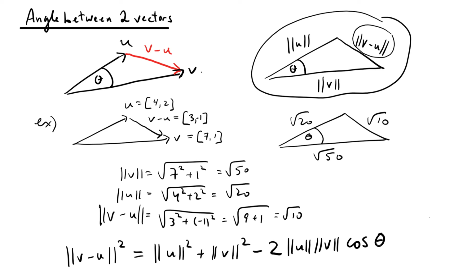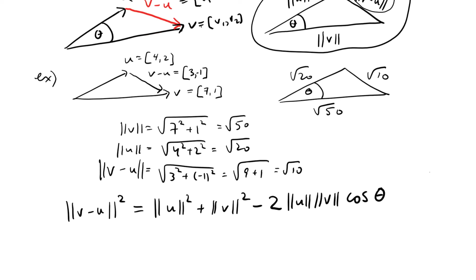Okay. Now v minus u, we said we get it by subtracting the coordinates of u and v. So if u has coordinates u1, u2, and v has coordinates v1, v2, well, v minus u has coordinates v1 minus u1, v2 minus u2. So let's use this to calculate the norm. The norm is the square root, but now the norm is squared, so that removes the square root, so it will be the sum of the two coordinates of v minus u squared.